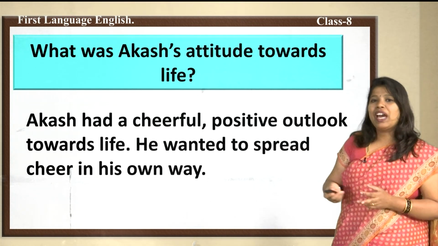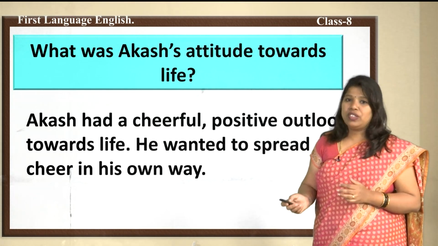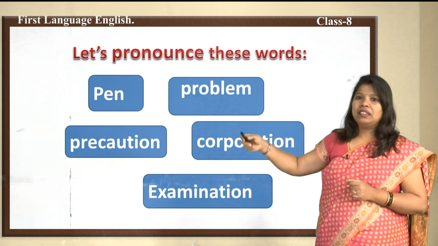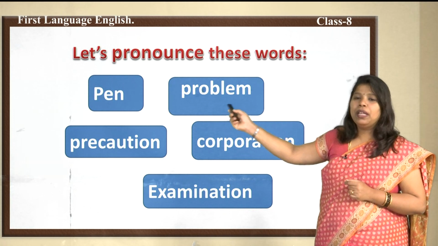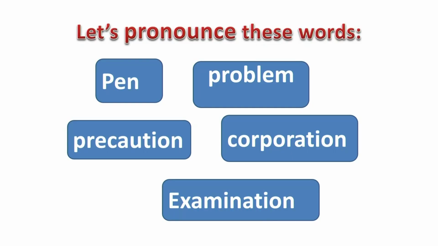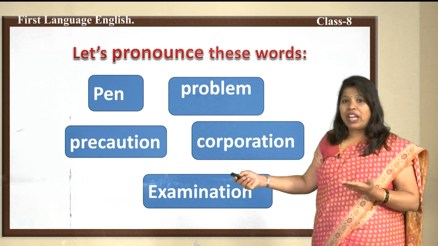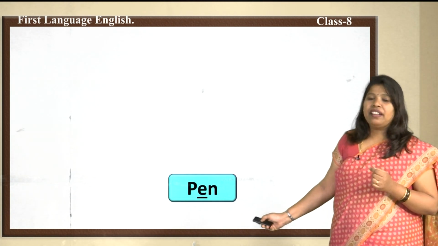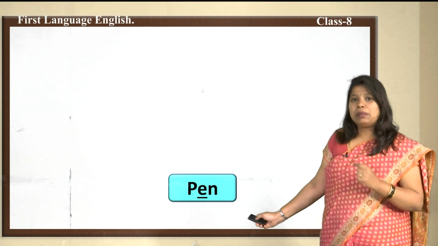So, with that, we have come to the end of the questions, children. Now, let us pronounce these words: pen, problem, precaution, corporation, examination. Now, when you articulate these words, you can hear that for every word there is a syllable.